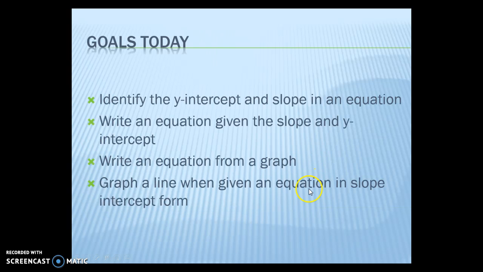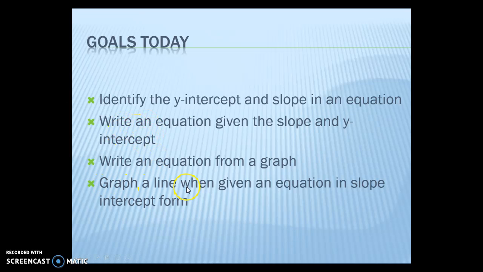Let's get started. So, the goals for today, what are we going to accomplish? We're going to be able to identify the y-intercept and the slope in an equation. So that's us introducing what slope-intercept form is. We're going to write an equation. They're going to give us the slope, they're going to give us the y-intercept, and we're going to write our own equation. Then we're going to look at a graph. We're going to find the slope and find the y-intercept and then write an equation. So it'll be just like this once we identify what the slope and the y-intercept are.